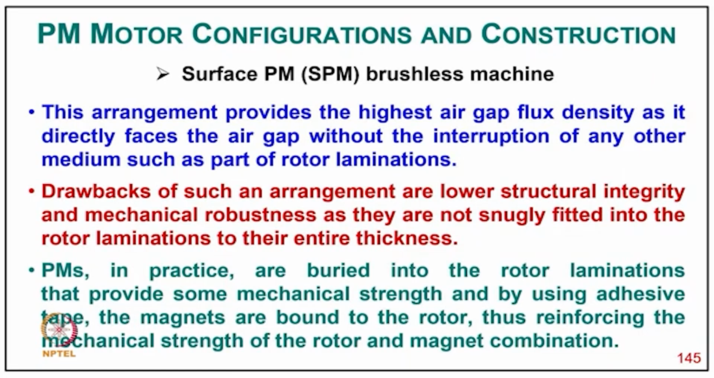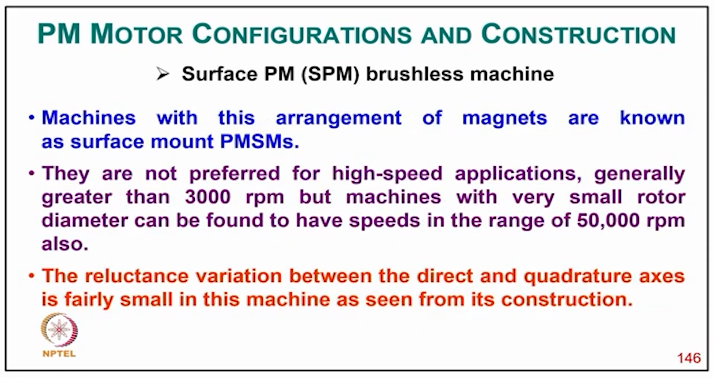So this arrangement provides the highest air gap flux density as it directly faces the air gap without interruption of any other medium such as part of the rotor lamination. The drawback of such an arrangement is lower structural integrity and mechanical robustness, as the magnets are directly fitted into the rotor laminations to their entire thickness. In practice the magnets are buried into the rotor laminations, which provides some mechanical strength, and by using adhesive tape the magnets are bound to the rotor, thus reinforcing the mechanical strength of the magnet combination.